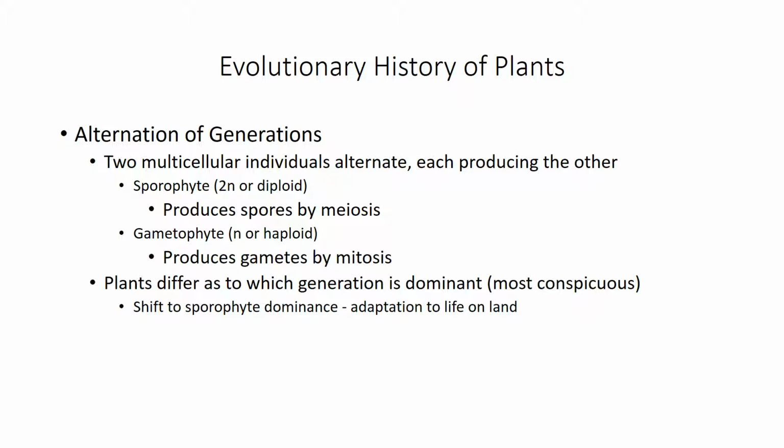And spores are going to undergo mitosis and then become gametophytes. And gametophytes make gametes by mitosis. Gametes are eggs and sperm. They're produced by mitotic cell division, and then the sperm and the egg fuse and make a zygote that's going to undergo mitosis and then become a sporophyte, and then the cycle just starts all over again. And plants are going to be different as far as which generation is dominant. If it's a land plant, you're going to have more of a sporophyte dominance or emphasis.